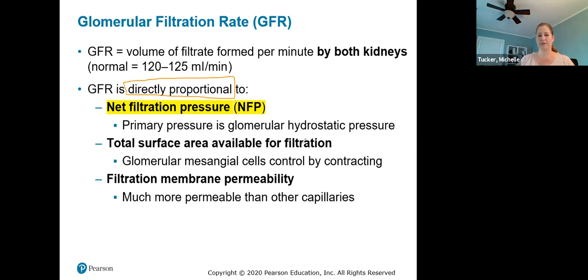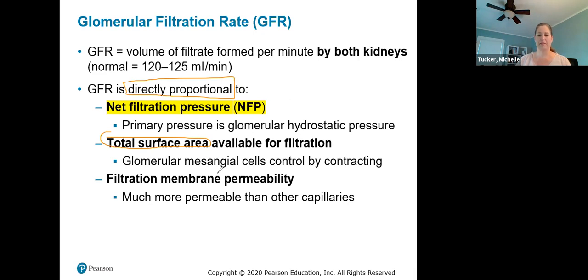It is also influenced by the total surface area available for filtration. Just like alveoli, this is not normally the limiting factor, because surface area, unless it's a disease process, is usually sufficient. We don't limit ourselves by surface area. For glomerular filtration, it's really going to be net filtration pressure. How much hydrostatic pressure can we produce to create filtrate?